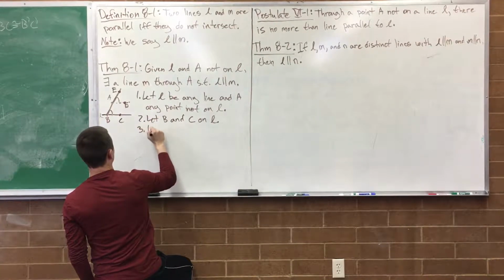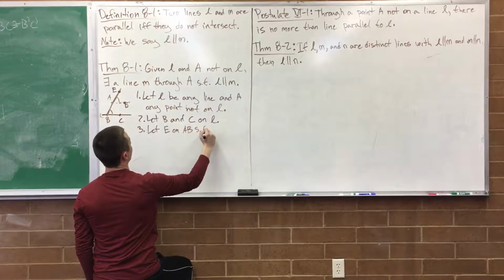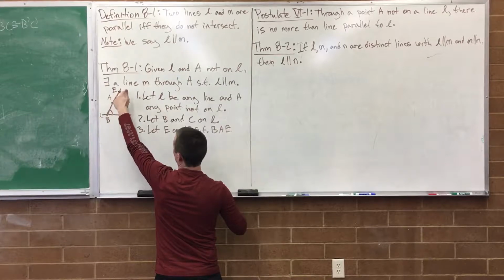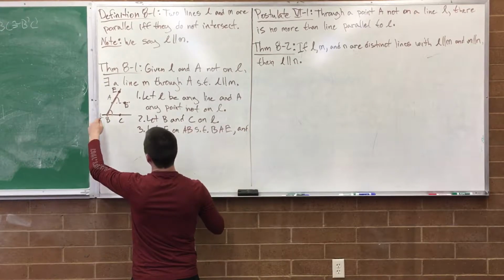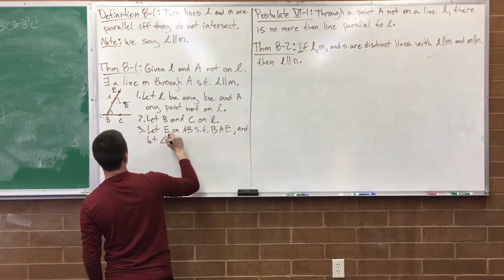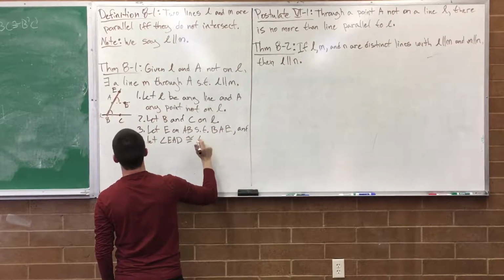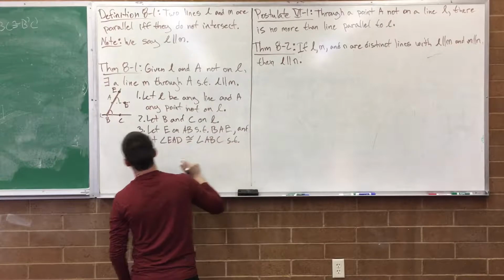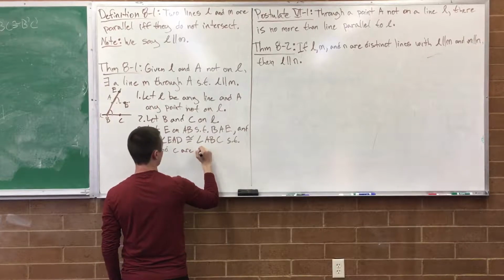So 3, let E be on line AB such that B-A-E, in other words, E is on the other side of A, and let angle EAD be congruent to angle ABC such that D and C are on the same side of AB.